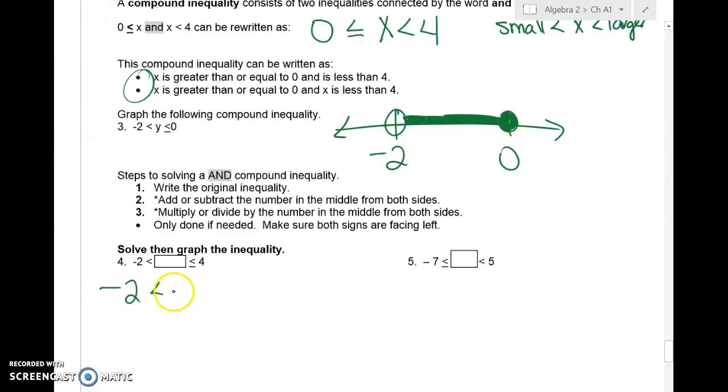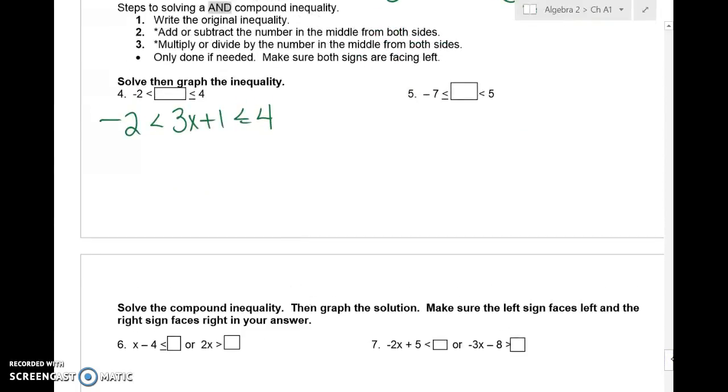-2 is less than 3x plus 1 is less than or equal to 4. The key here is that we have three pieces in this inequality. We've got the left, the middle, and the right. In the middle, we want to get x by itself. Whatever we do in the middle to get x by itself, we have to also do to both the right side and the left side. So you're going to be solving a three-part inequality.